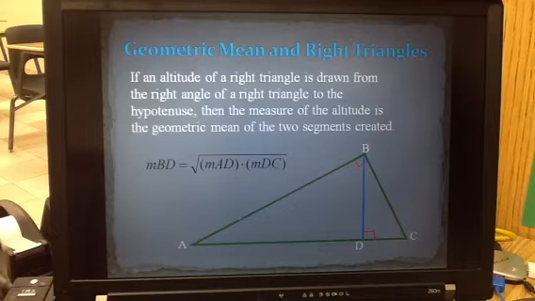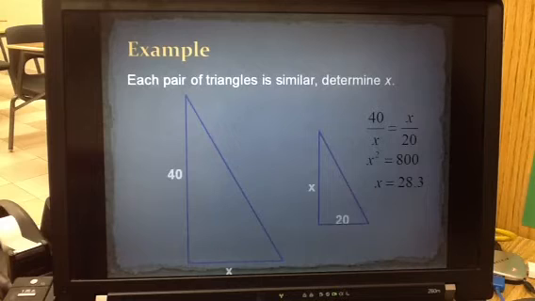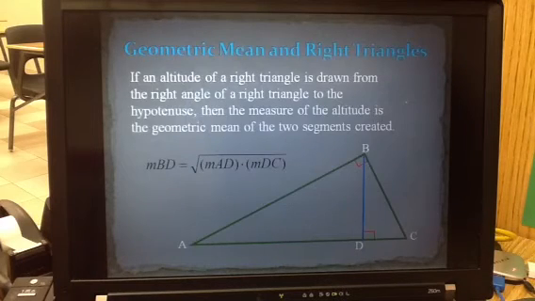Okay, so what we're saying is geometric mean in right triangles. If I wanted to find the measure of the altitude, which is BD, that would be the geometric mean of AD and DC, because that's what we just did on the last one. If you think about it and go back up, x is the geometric mean of 40 and 20. Those were the two parts it was breaking up. So it would be the geometric mean of this part, AD, times DC.